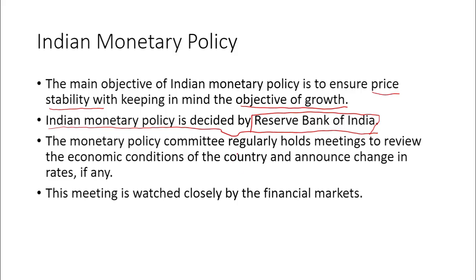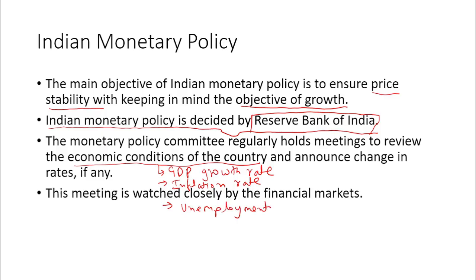Now, what exactly Reserve Bank of India does is, on a continual and regular basis it holds meetings to review the economic condition of the country. They look at what the GDP growth rate of the country is. They look at the inflation rate. They look at the unemployment rate. So the RBI holds meetings and they have a look at the GDP growth rate, the inflation rate, and the unemployment rate. And on the basis of that, they decide what will be the various types of interest rates present in the economy.